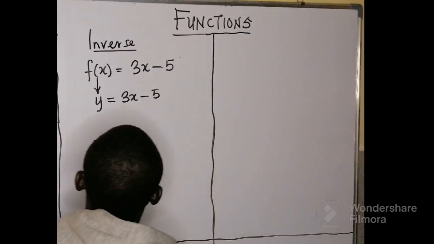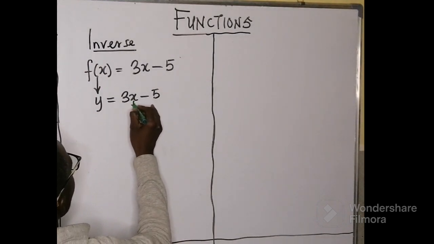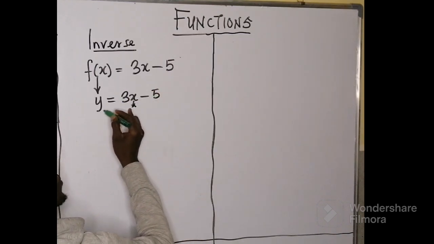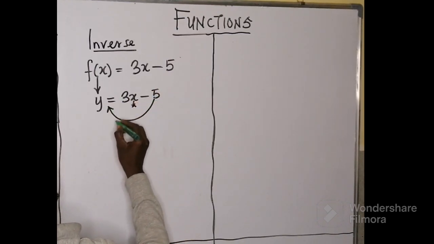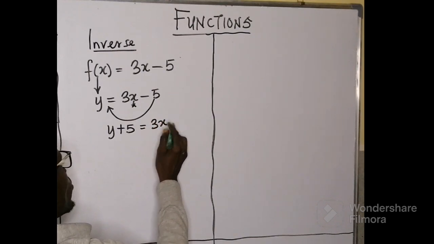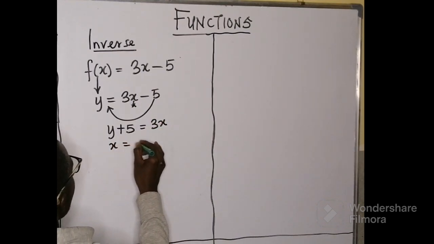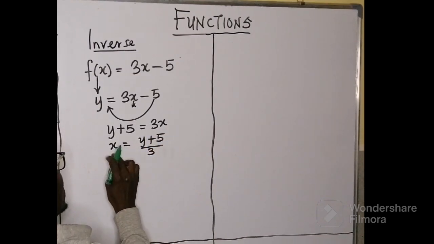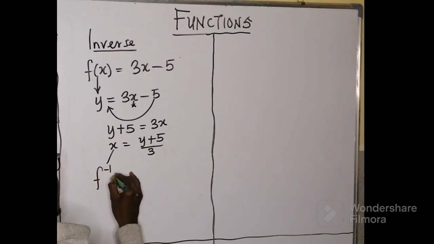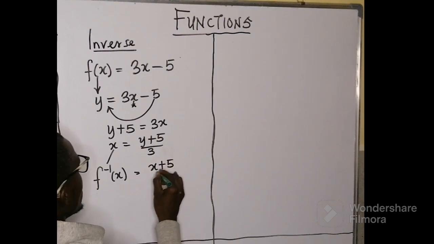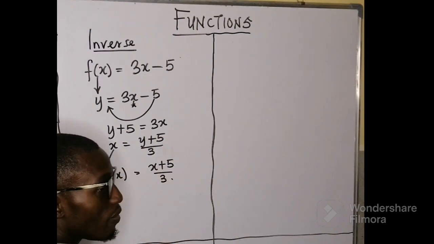Now, if y is this, the next thing we are going to do is to make x the subject of the equation. That means everything that is surrounding x has to come to this side. So y minus 5 comes to this side, it becomes plus 5, and that gives you 3x. We are looking for x, so x will now give you y plus 5, everything over 3. That means this x is now the f inverse of x, and the value of y is changed to x. So this is how to get the inverse of the function.